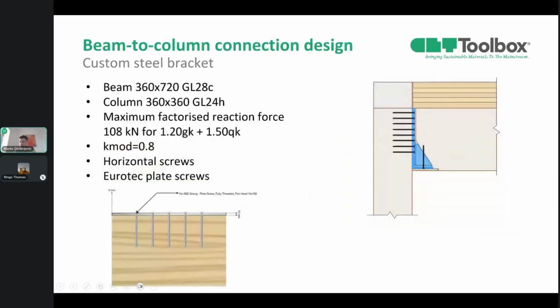So we'll fix the steel bracket with a set of horizontal screws as described in the image on the right, and we'll have a seated connection while the beam will be supported. We'll add an additional screw from below just for fixing the joint in the right position. So we have a GLT beam 360 by 720, GL24C. We have a GLT column 360 by 360, GL24H. We have the maximum factored reaction force, 108 kilonewtons for the governing load combination. We have the K mode 0.8 for horizontal screws, and in this case we'll use Eurodig plate screws.